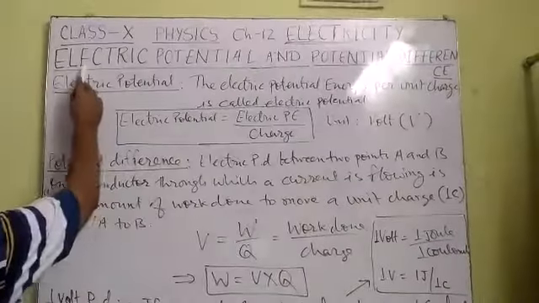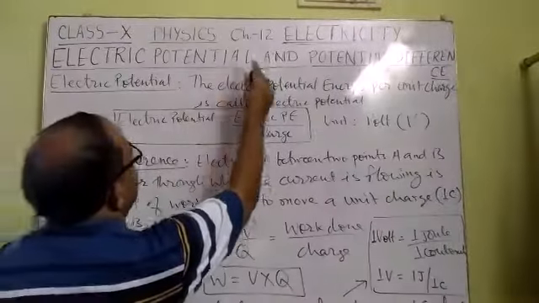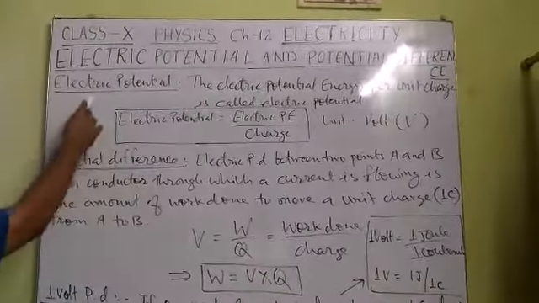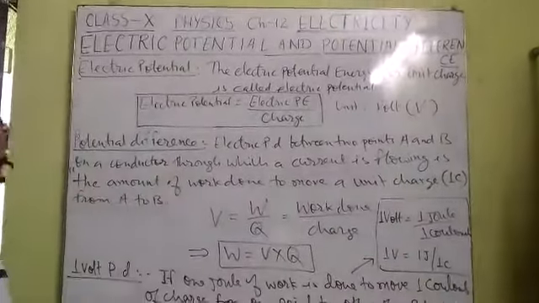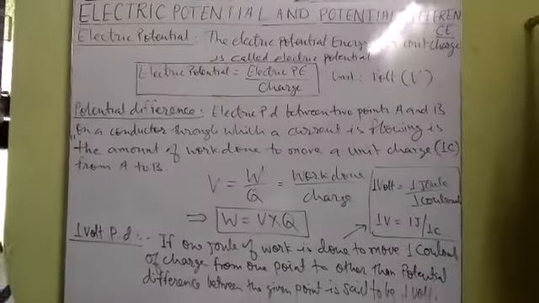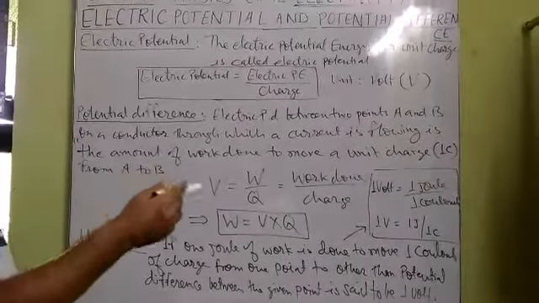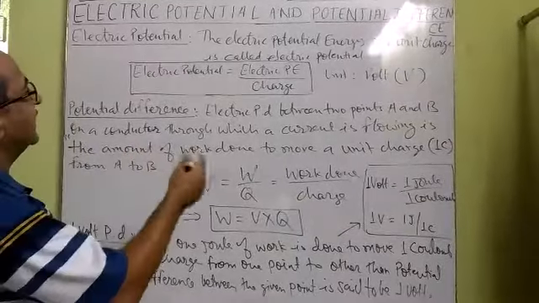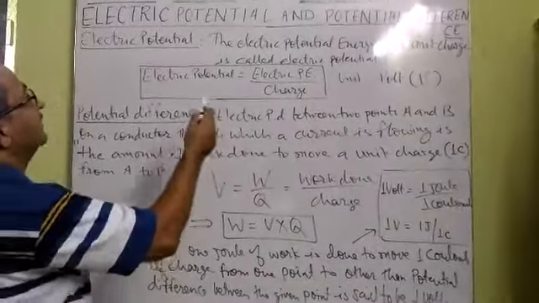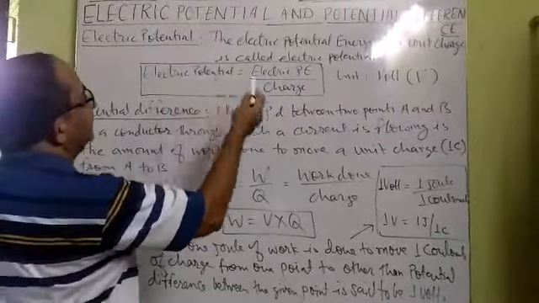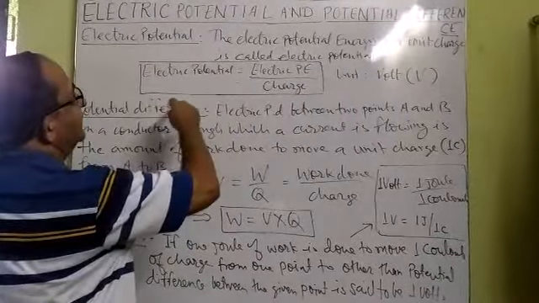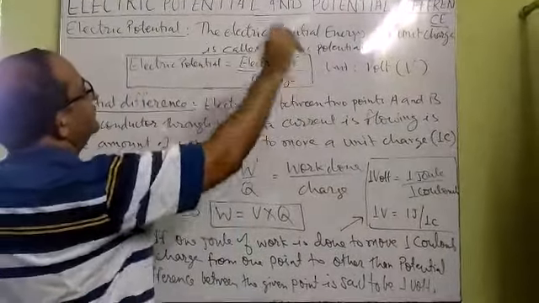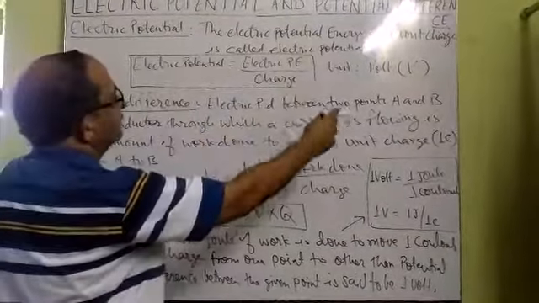We shall discuss two topics: electric potential and potential difference. To understand electric potential, first we have to think about how charge flows from one point to another point in a conducting wire. Charge flows through a conducting wire due to electric pressure. One terminal has high electric pressure, the other has low electric pressure, and the charge always flows from high pressure to low pressure.